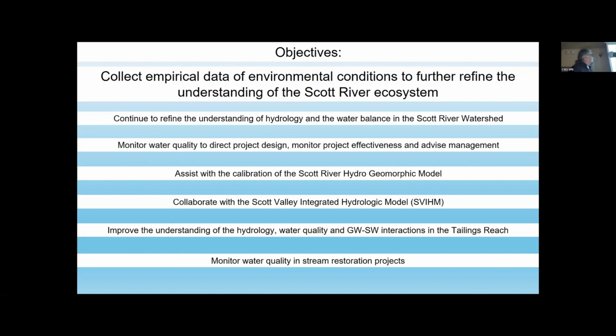Ultimately, we're really trying to work with all these other collaborators in the basin to understand hydrology, water quality, and the importance of the groundwater surface water interactions, with a focus that we've had in the last decade plus in the severely impaired tailings reach of the Scott, and we'll look at that later in the project. And also, we've had the ability to install several restoration projects with a focus on restoring the coho salmon population in the Scott River. So utilizing this water quality to monitor the effectiveness and the conditions of existing restoration projects.